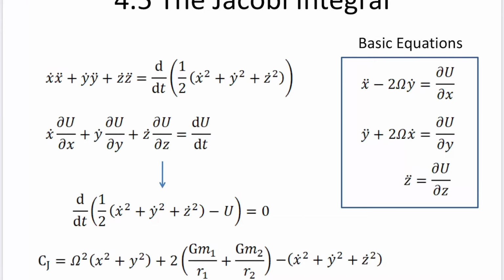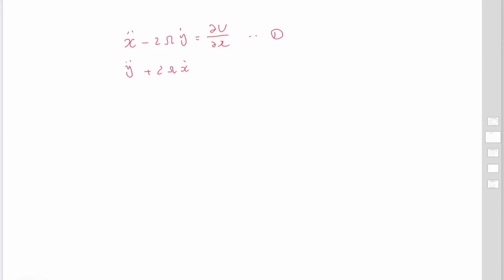We'd like to introduce the conserved quantities in the three-body problem. We call them the Jacobi integrals. We start with the basic equations: x double dot minus 2 omega y dot equals partial U partial x. This is equation 1. And y double dot plus 2 omega x dot equals partial U partial y. This is equation 2.